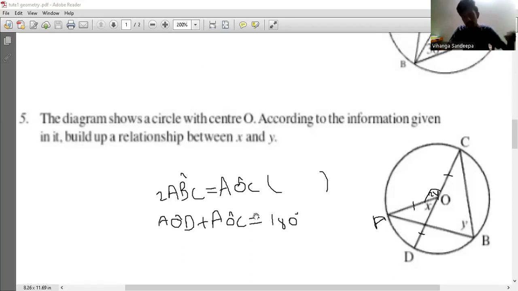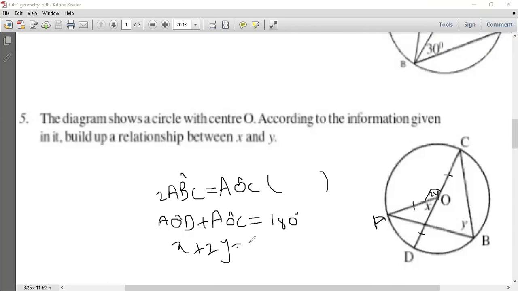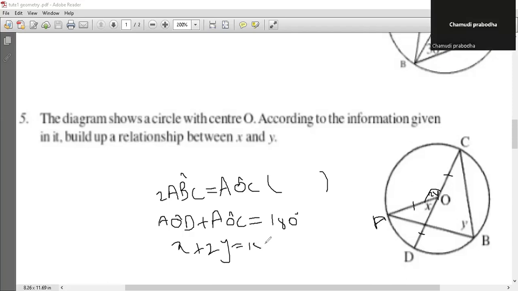So CD is a straight line. The angle AOD plus AOC equals 180. Then angle AOD is x. Then AOC is 2y. It equals 180. So this is the relationship: x plus 2y equals 180. So write down this one.